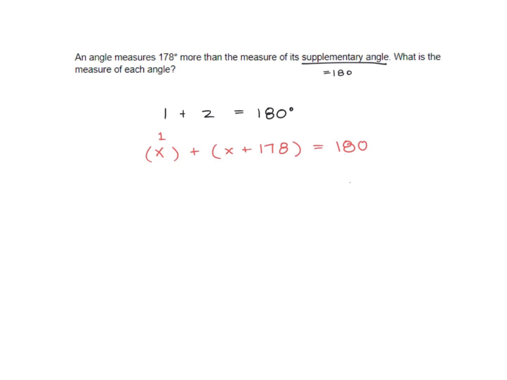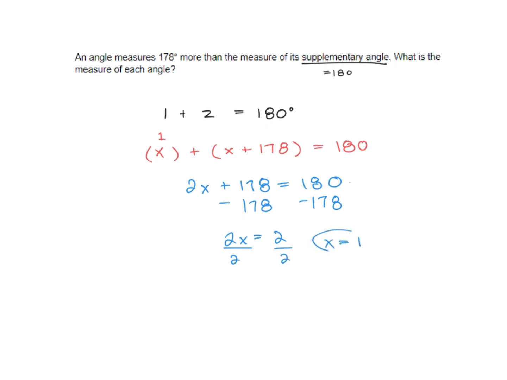Now, if I'm going to solve for what each of these are, then I need to just simply combine like terms, set it equal to 180, subtract 178. I'm trying to get x by itself. Set it equal to 2, divide by 2, x is equal to 1. Now we're not finished, right? Because now we're able to actually substitute in for each of these angles.